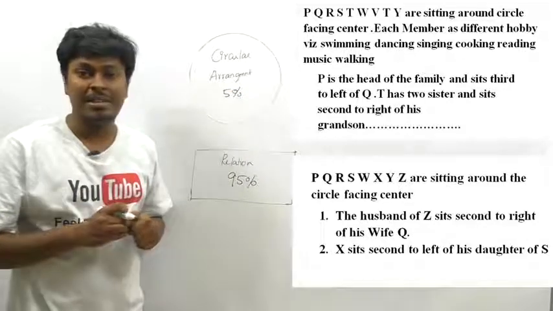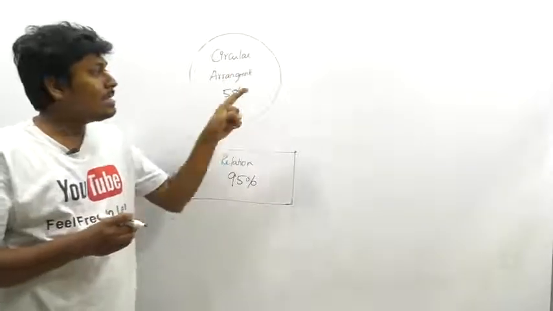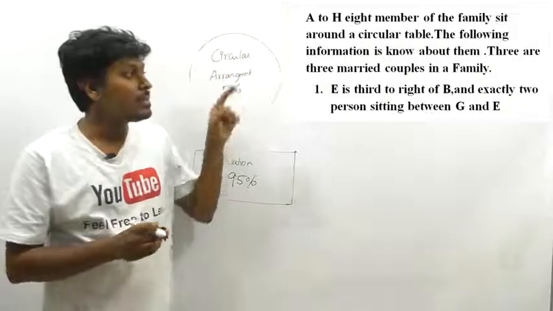So according to our methodology, we call these sums type number 1. So friends, see the type number 2 question. This is type number 2.